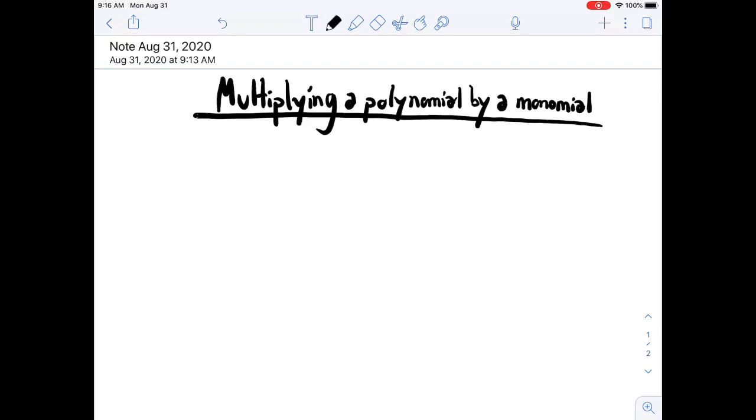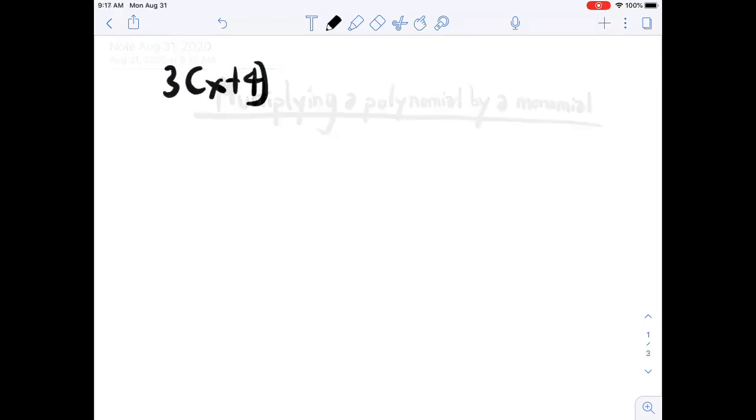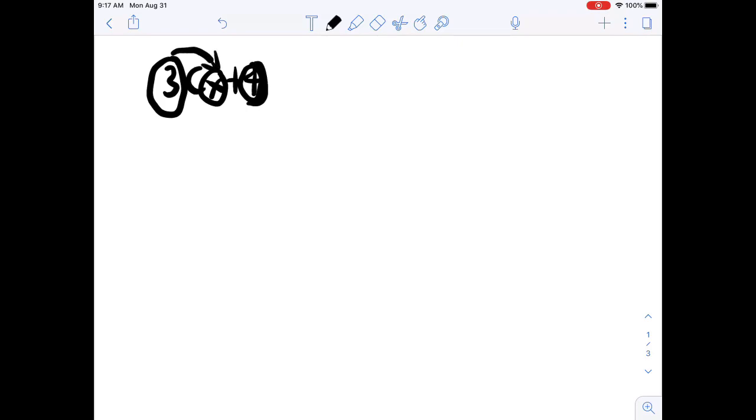Today I'm going to talk about how to multiply a polynomial by a monomial. Let's say we have to multiply x plus 4 by 3. So to do this, we are going to use the distributive property. We're going to distribute this monomial or constant into each term of the binomial. So we're going to multiply 3 by x and 3 by 4 to get 3x plus 12.